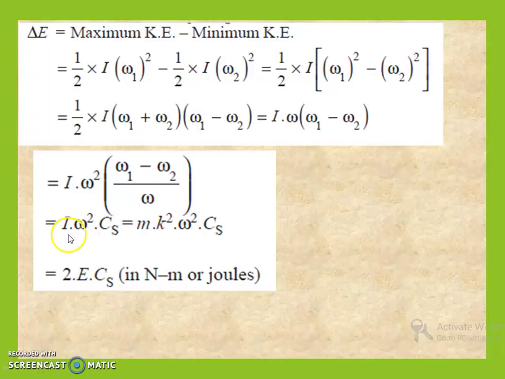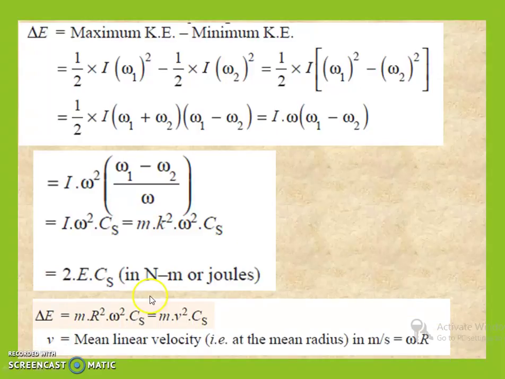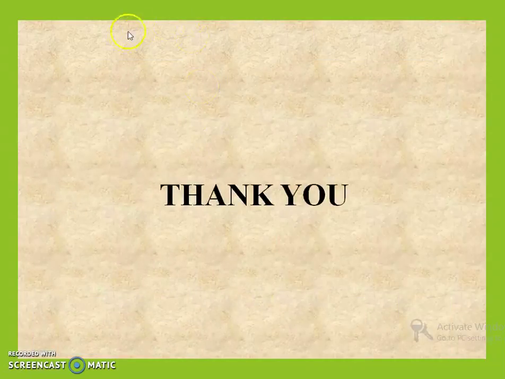Or I can be written as mk square. So the equation becomes mk square omega square into Cs. And finally, this delta E can be written as m into r square into omega square into Cs. Now what is r? We are replacing k with r. Both are the same. So we can write it as m into v square into Cs. So these are the terms related to flywheels.